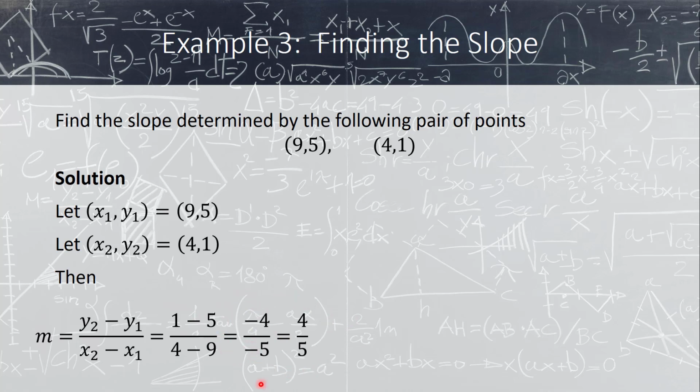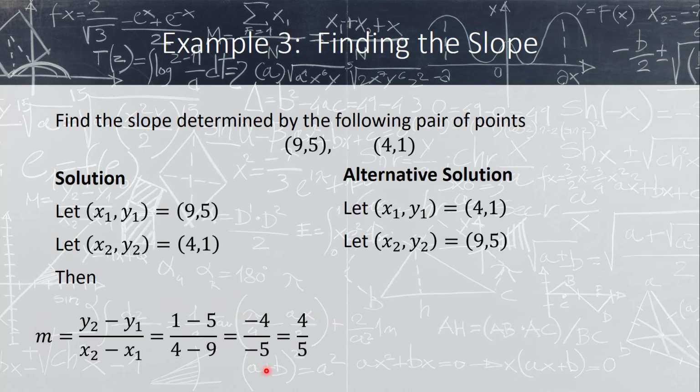Maybe there's a way that we can do this in such a way that we don't have to deal with so many negatives. Okay, well, what we can do is just let (x1, y1) be (4, 1), and let (x2, y2) be (9, 5). It doesn't matter which one we call (x1, y1) and which one we call (x2, y2), as long as we are consistent with what we do.